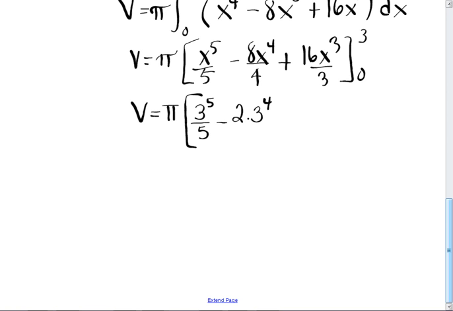What's 3 to the 4th? Anybody know that quickly? Matt? 81. Because it's 3 squared times 3 squared. Okay, are you guys doing math back? Is that math? Not right now. Plus 16, and it's 3 cubed over 3.